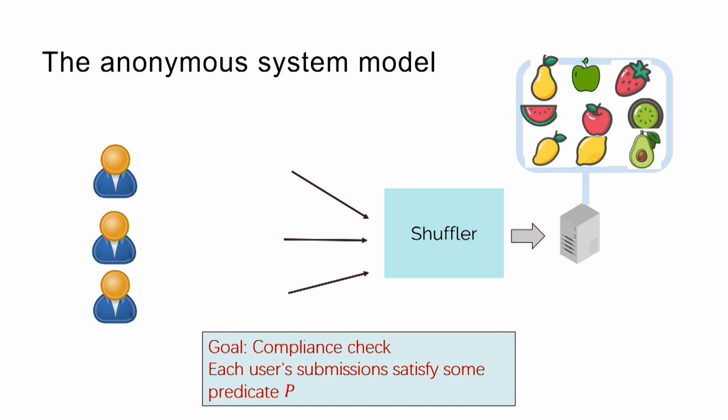The goal here is that we want to have some compliance checking, such that we check whether each client's submission satisfies some predicate P. If there's any client whose submission doesn't satisfy that predicate P, we want to identify that client. That's the goal we are trying to achieve here.